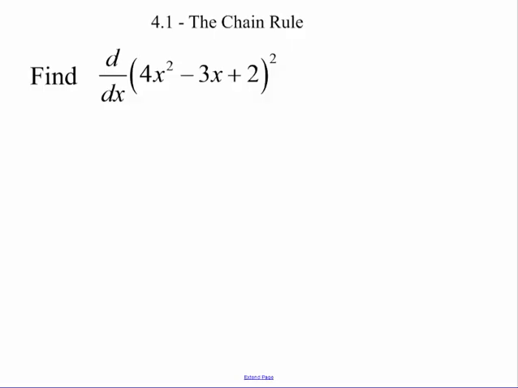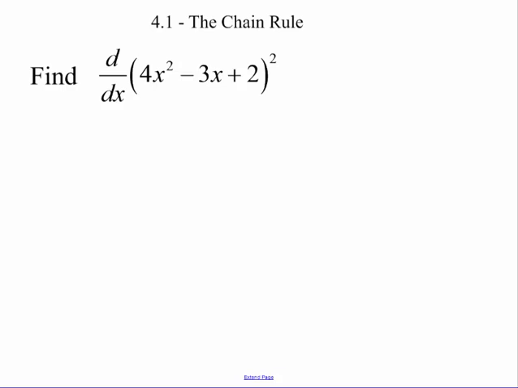Today we're going to be talking about the chain rule. The chain rule is super important to everything that we're going to be doing, and it's super important when we're taking derivatives of compositions of functions.